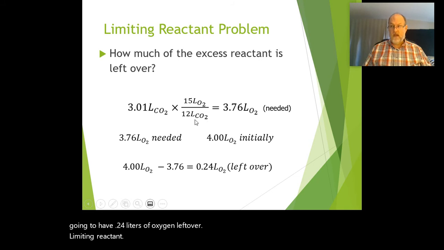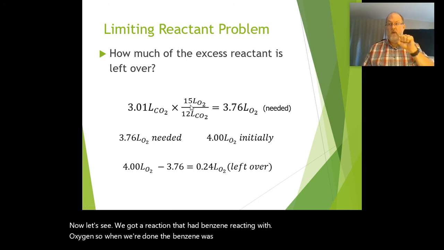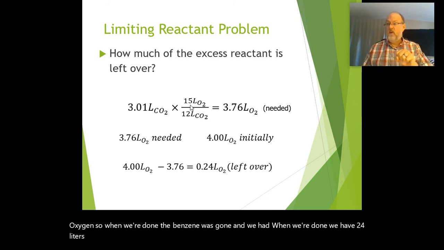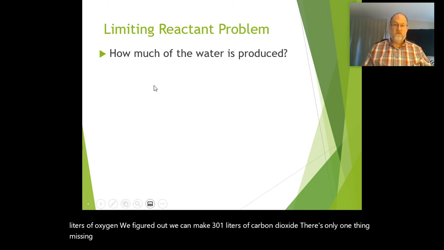Now, let's see. We got a reaction that had benzene reacting with oxygen. So when we were done, the benzene was gone. And when we were done, we had 0.24 liters of oxygen. We figured out we could make 3.01 liters of carbon dioxide. There's only one thing missing, water. How much water is produced?